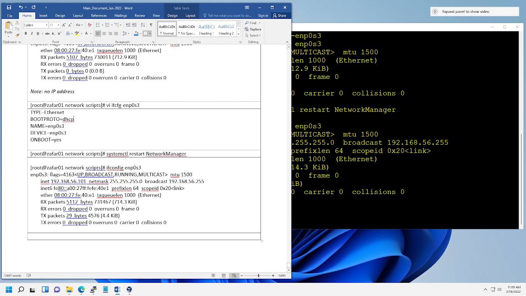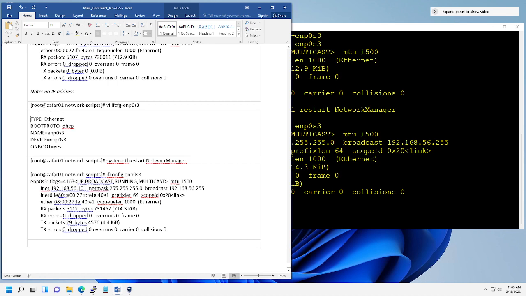So let me explain this here. DHCP will assign a random IP address by the router, okay, and not allowed at work. This is something where the DHCP protocol is not used.